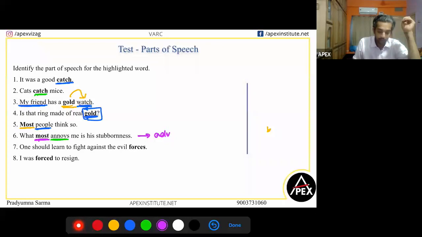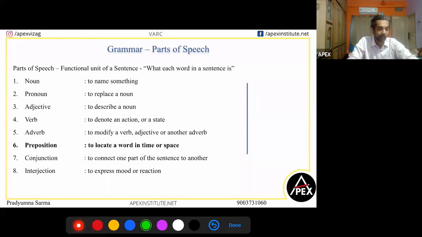Next. One should learn to fight against the evil forces. Here what is forces? So it will be a noun. We call them evil powers, and we give them a name, forces. So it's a noun. In the bottom one, I was forced to resign. There, forced is a verb. Okay. Are we clear with all of this? All right, yeah. Okay, good.